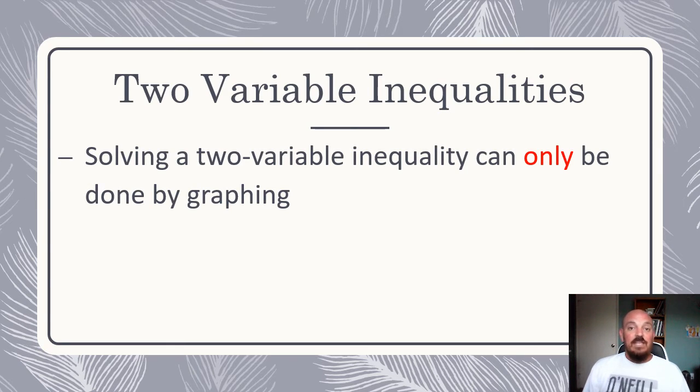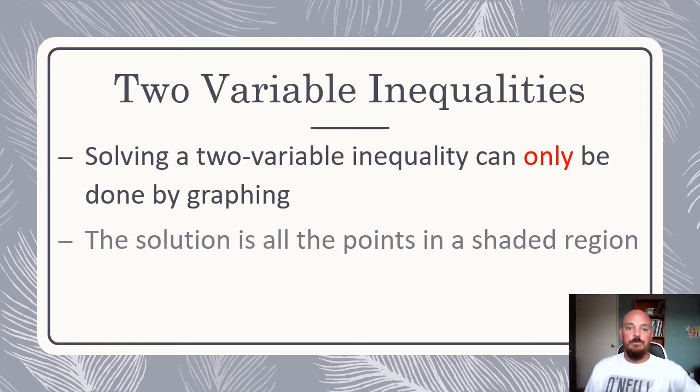So, solving a two-variable inequality can only be done by graphing. Remember, when we solved one-variable inequalities, we actually solved it. Like we added this to both sides or to all three places, divided by this, and eventually we got the answer, like negative 2 is less than x is less than or equal to 10. You can't do that with a two-variable inequality. You can only do it by graphing.